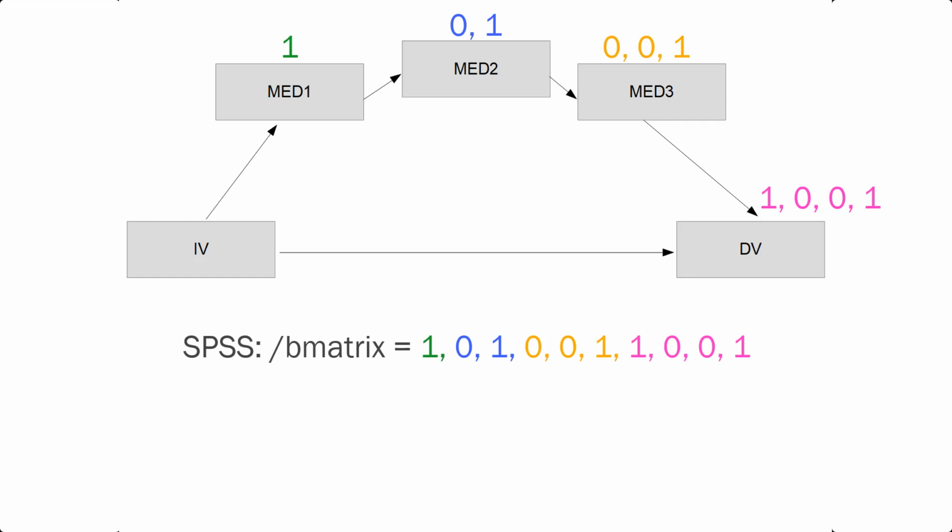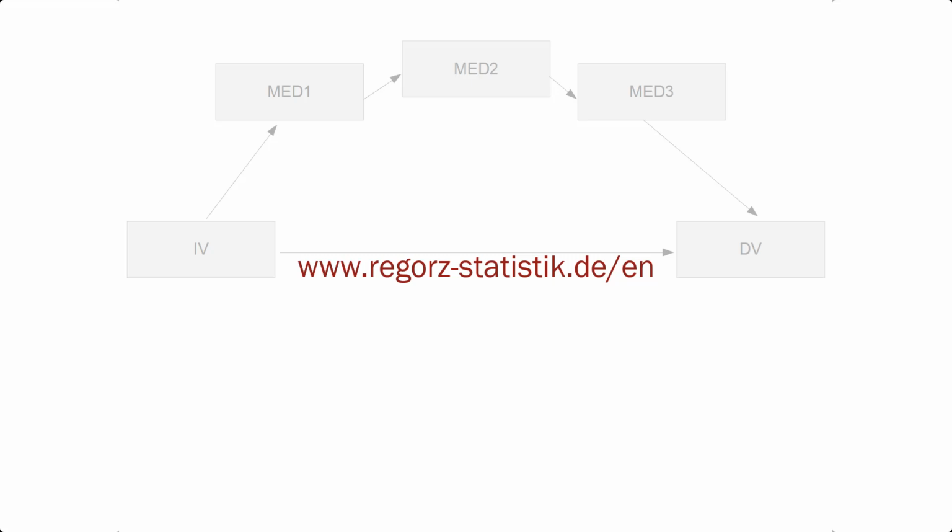This would be the code using PROCESS for SPSS with this B matrix. This would be the code using PROCESS for R with this B matrix. So we use a B matrix, but not a model number. And then we would get the results for this model. So that's it for programming your own PROCESS models.